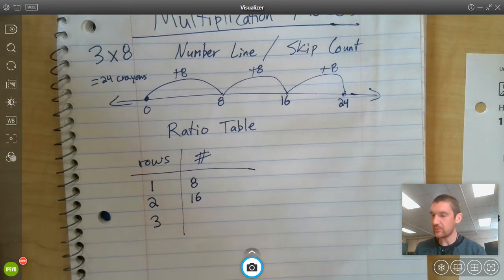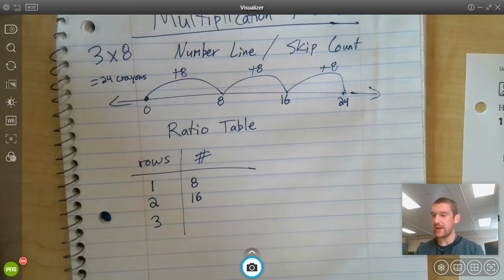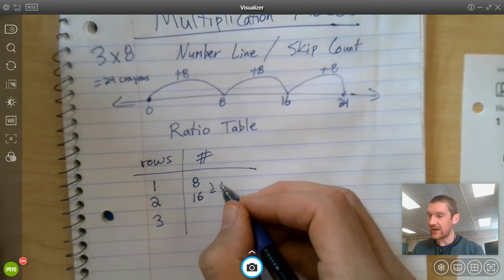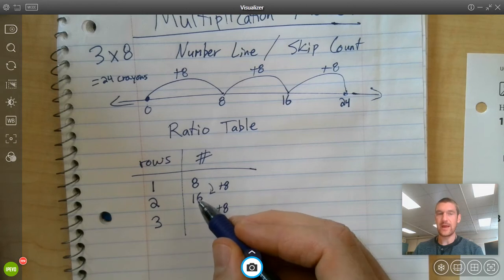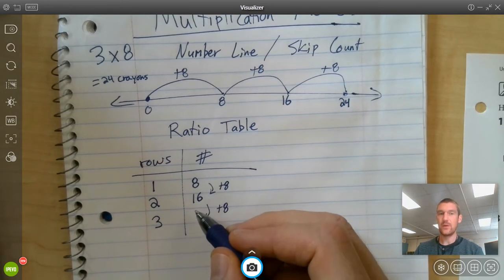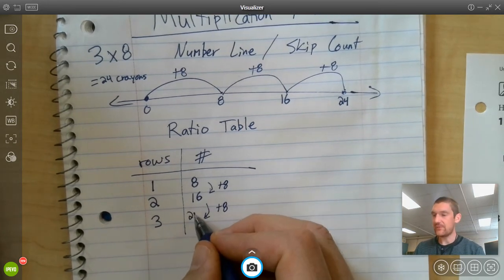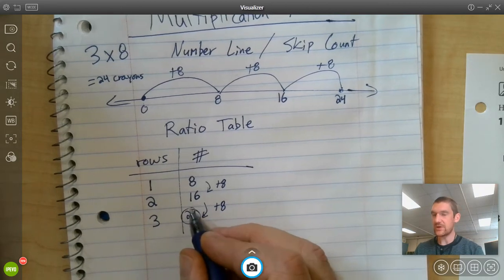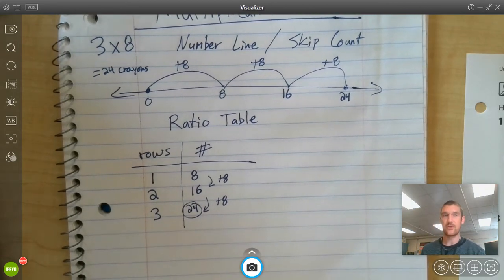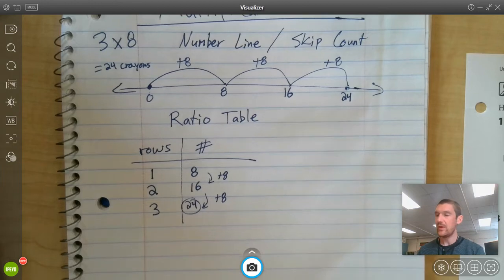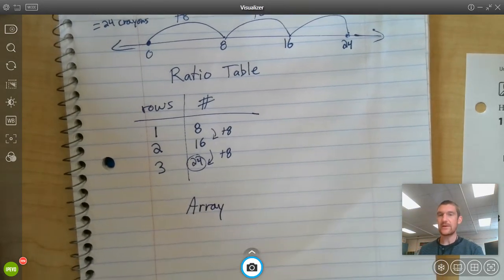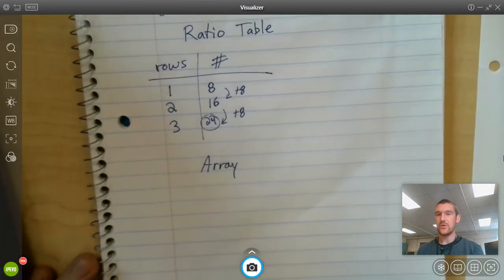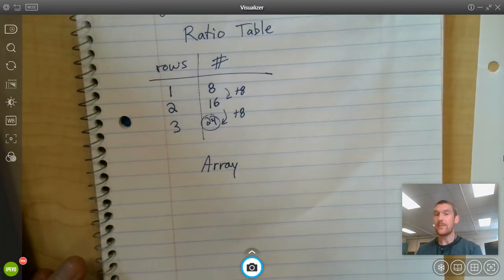And in 3 rows, okay, hopefully you're seeing every time we're adding 8. We're adding 8 here, okay, to find the total. That'd be 24. So again, there's our answer, 24 crayons, 3 rows of 8, okay? You could also think about this like an array, okay?